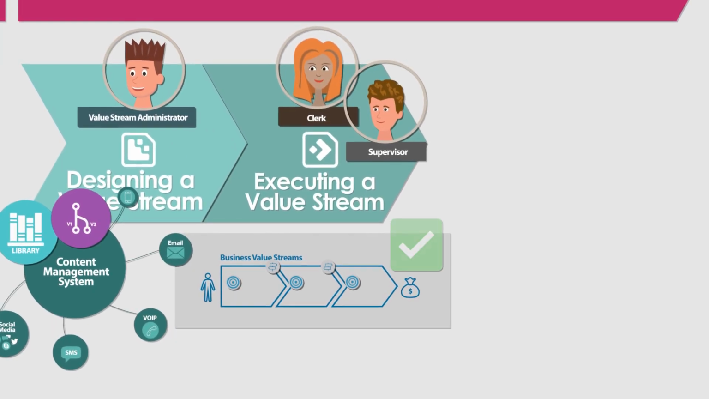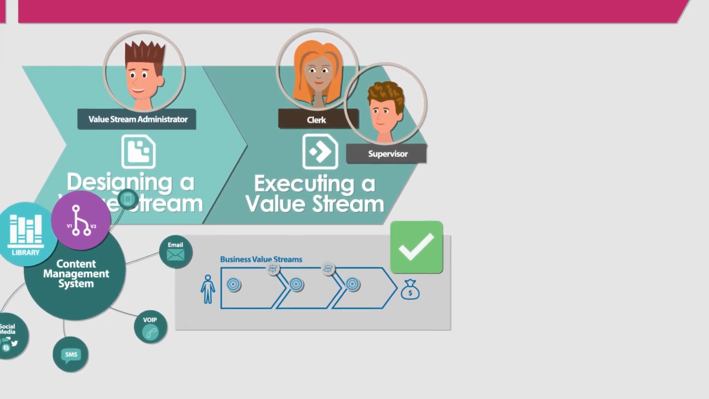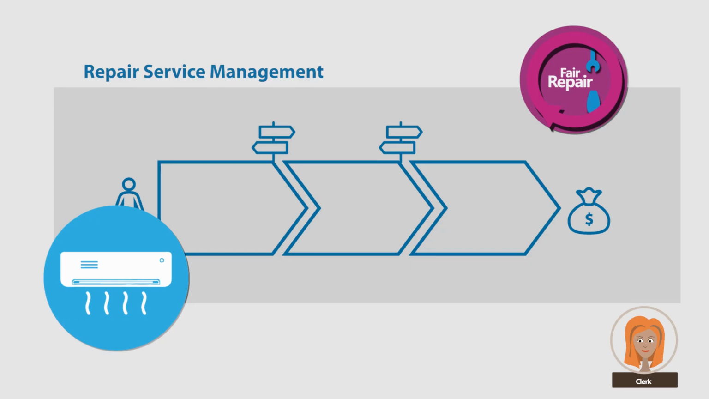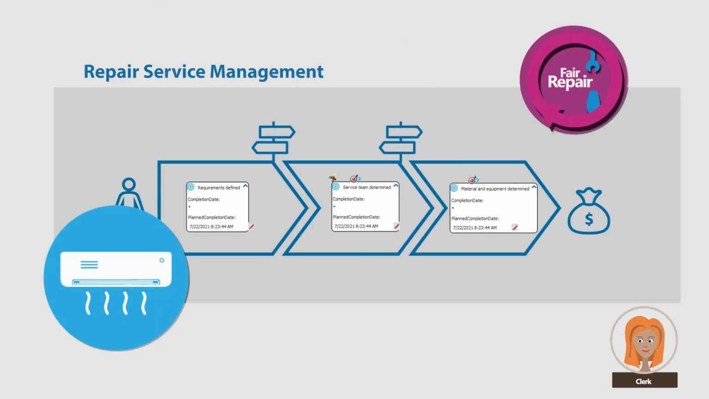In the second video of the series, we will focus on executing the previously designed value stream for a repair service case. Clerk Anna has received a repair service call triggered by a broken air conditioning unit. She will now be guided by the 3 goals and the defined tasks and processes to guarantee an efficient repair of the air conditioning unit.